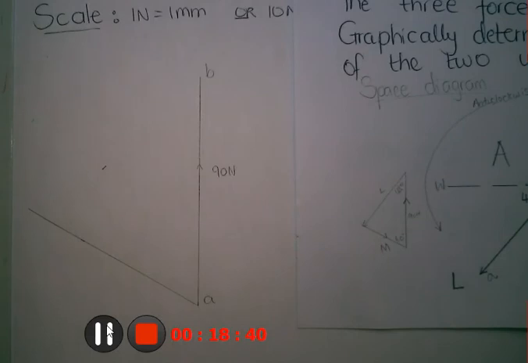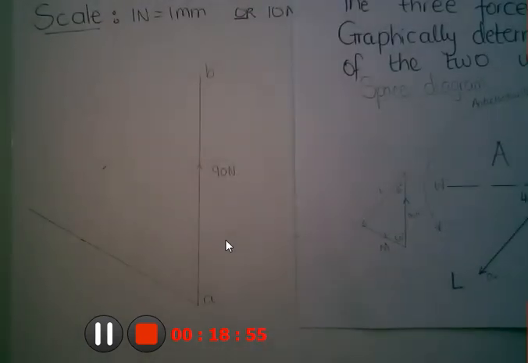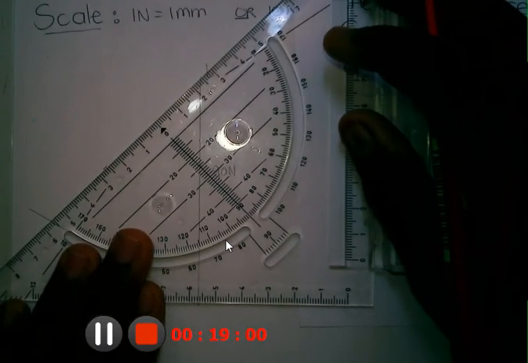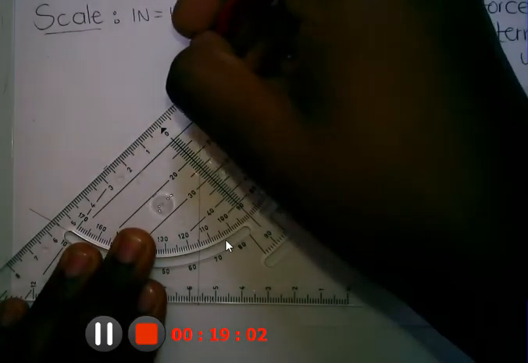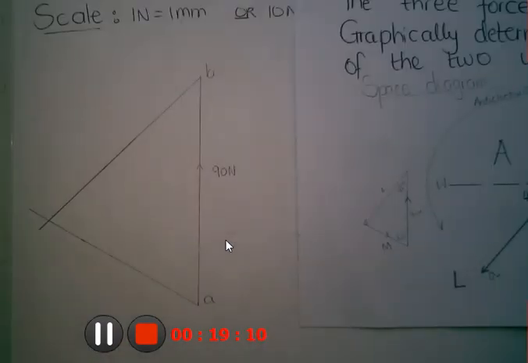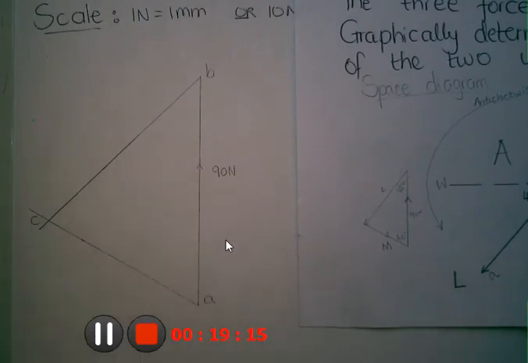That is your first line that joins to them. That is your first line that joins to the 90 Newton force. And then this is the line of L that joins to the 90 Newton force. The good thing about the two lines is, so your point C will be there.